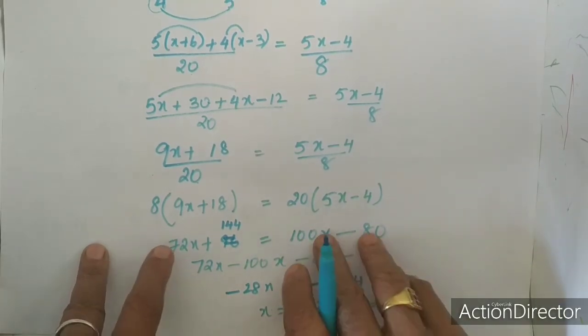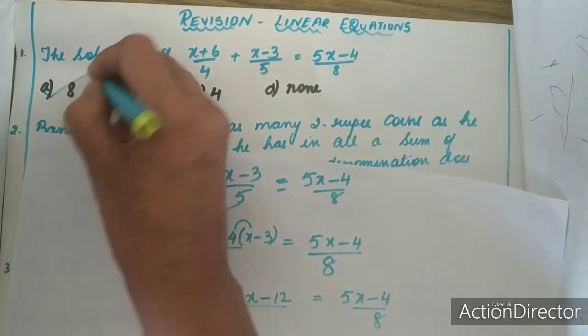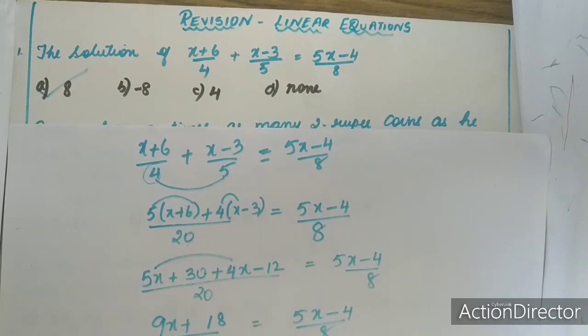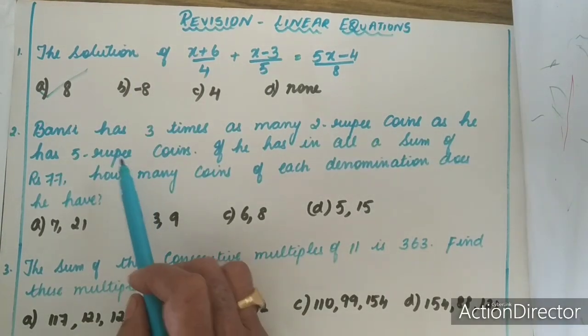So our first option is right, that is x is equal to 8 over here. So let us take the correct answer: x is equal to 8. Now moving on to the next question.